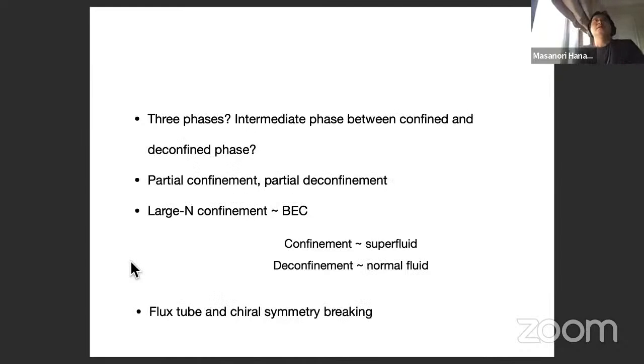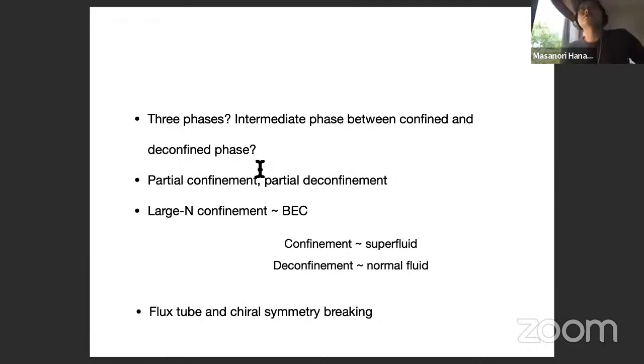So I will talk about the confinement-deconfinement transition. And you would say there are two phases in large N finite temperature gauge theory, the confined phase and the deconfined phase. But I want to argue that there is some intermediate phase, which we call the partially confined, partially deconfined phase. Partial confinement and partial deconfinement are the same thing. Okay, we use these two words interchangeably.